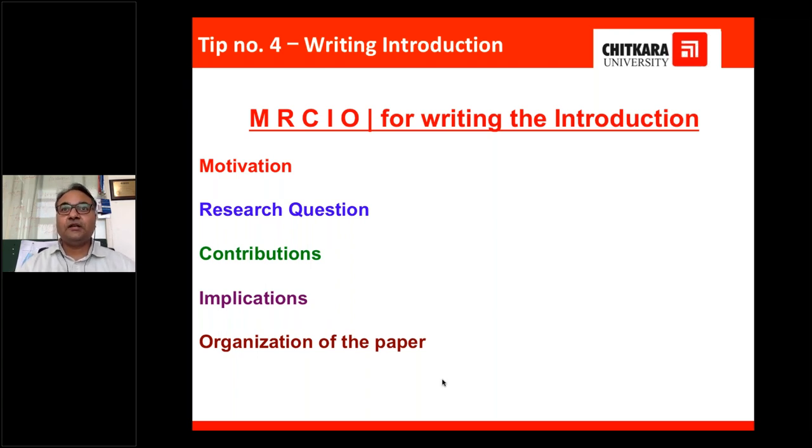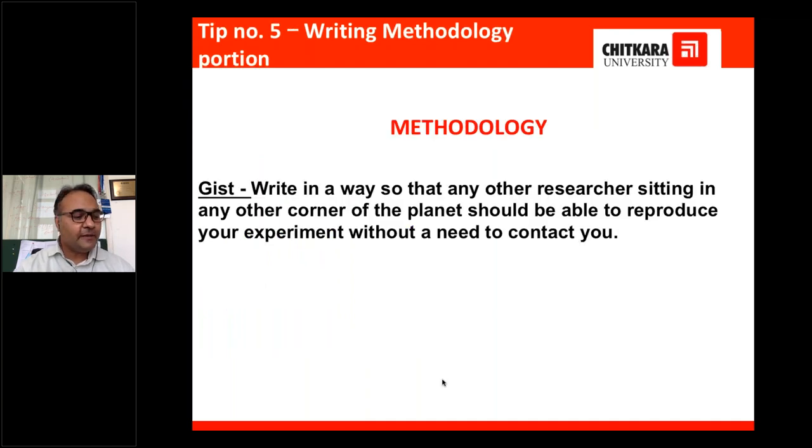The key is that a person from whatsoever background, whether from a business background or a technology background, should find reading the introduction of your research paper interesting. If you follow this particular MRCIO technique, I can vouch for the fact that you will be able to write a very good introduction. Again, the introduction of a research paper should be around 1,000 words or so, extending to around 1.5 pages in length. If you write the introduction under these five headings, you'll be able to write a very good introduction. Next remains methodology.